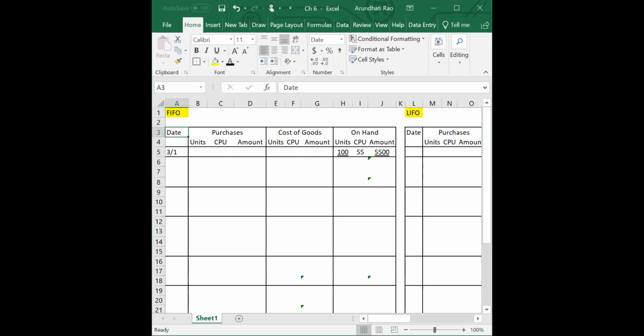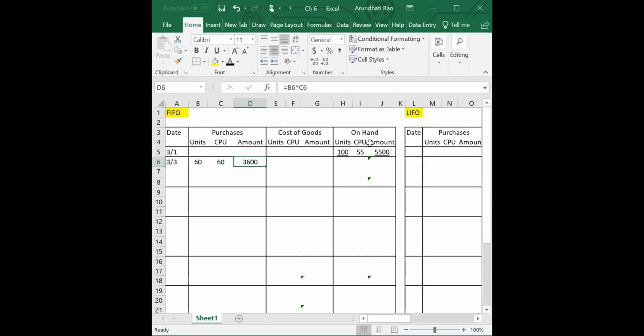The first transaction in the month of March is on the 3rd. It's a purchase. So I'll again write the date. In the purchase columns, I'm going to identify how many units I purchased. I purchased 60 units. I paid $60 per unit, which means the check that I wrote out is for $3,600. I've made a purchase. This doesn't affect sales right now.